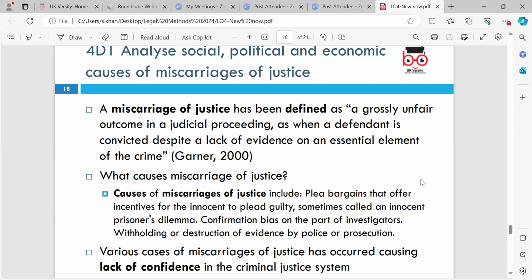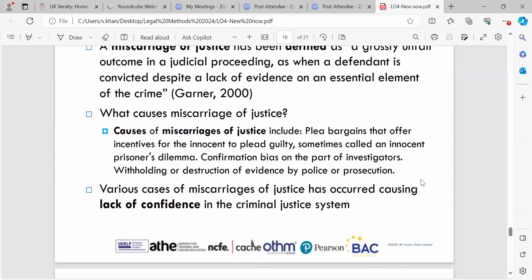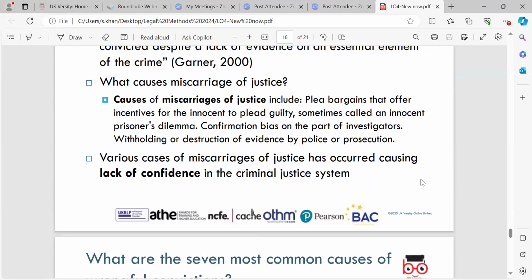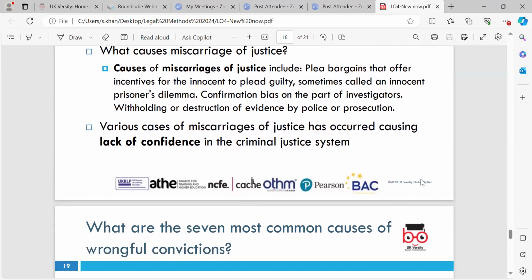What causes miscarriages of justice? Causes include plea bargains that offer incentives for the innocent to plead guilty, sometimes called an innocent prisoner's dilemma, confirmation bias on the part of investigators, and withholding or destruction of evidence by police or prosecution. There are various cases where a miscarriage of justice has occurred, causing a lack of confidence in the criminal justice system.